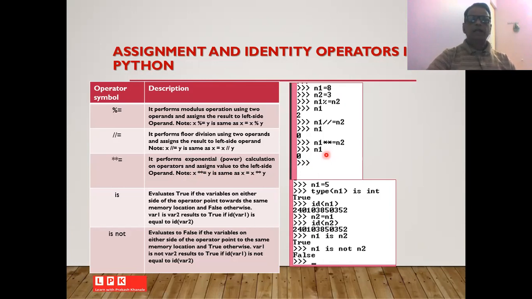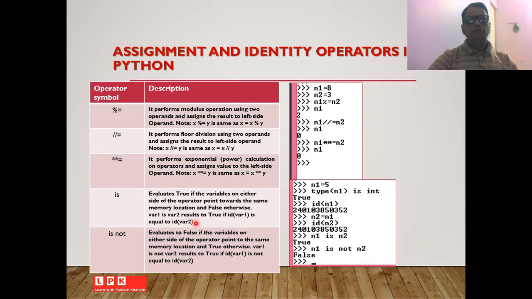There are certain identity operators, and identity operators are used to determine the type of the operand. So the first operator is 'is', and this operator will evaluate true if the variables on either side of the operator point towards the same memory location. Otherwise, it will return false.